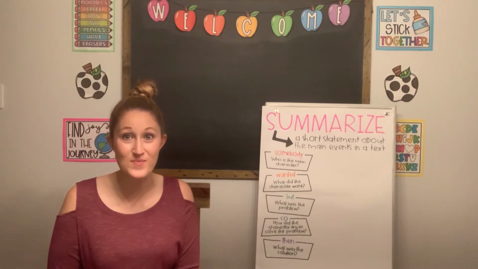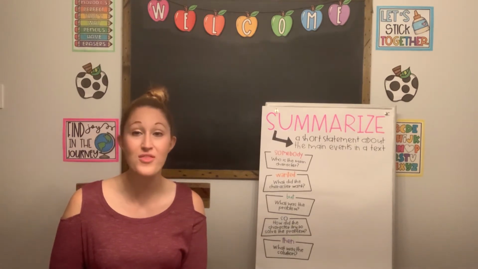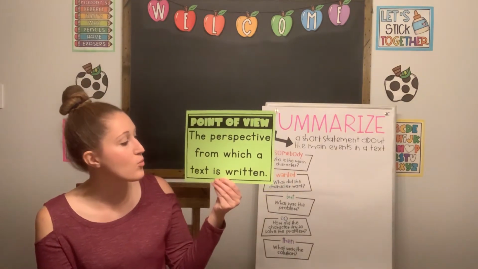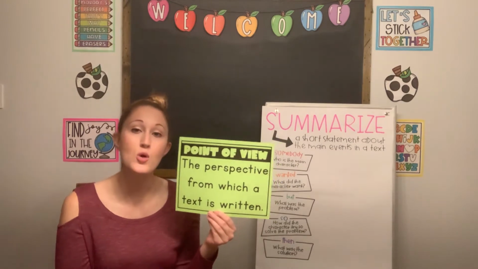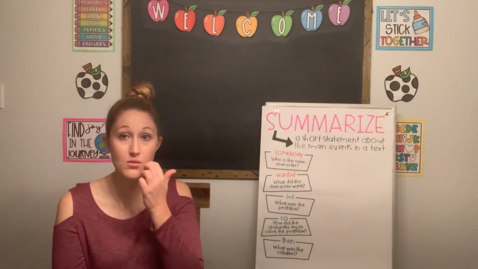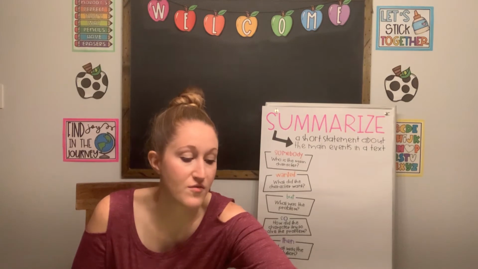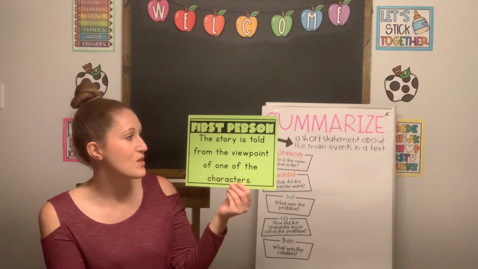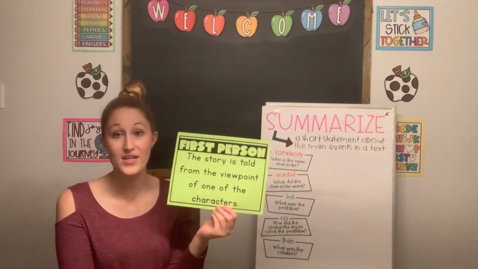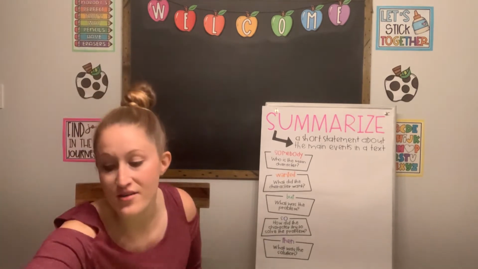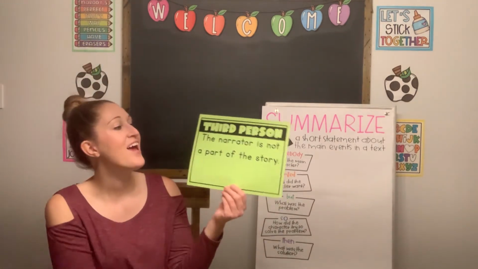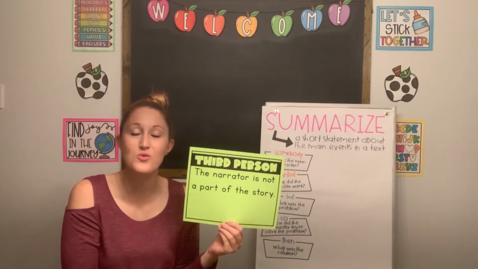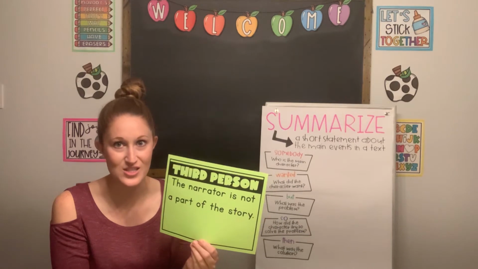So let's get started. This week, we are talking about all things point of view. Now, point of view is the perspective from which a text is written. So when we talk about point of view, there are 2 main points of view that we talk about. The first is first person. And first person point of view is when the story is told from the viewpoint of one of the characters. And the other is third person. And third person is when the narrator is not a part of the story. So the person telling the story is not actually one of the characters.